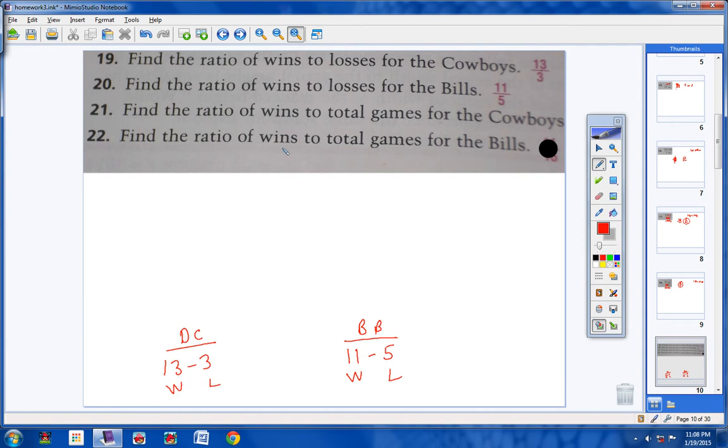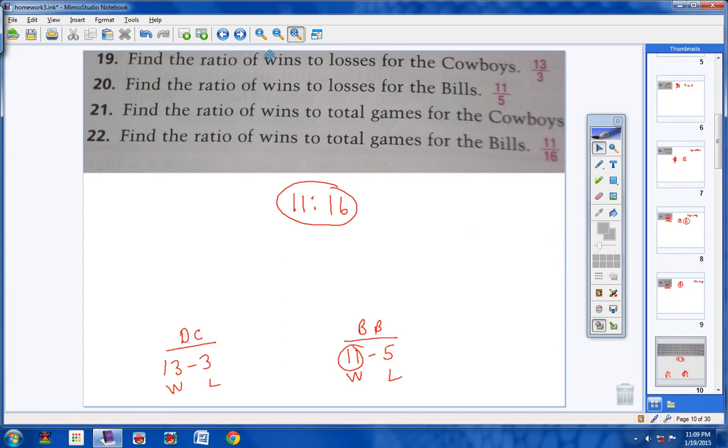Find the ratio of wins to total games for the Bills. Well, their wins were 11 and their total games were 16. 11 plus 5 is a total of 16. So 11 to 16. Alright, and there we go.